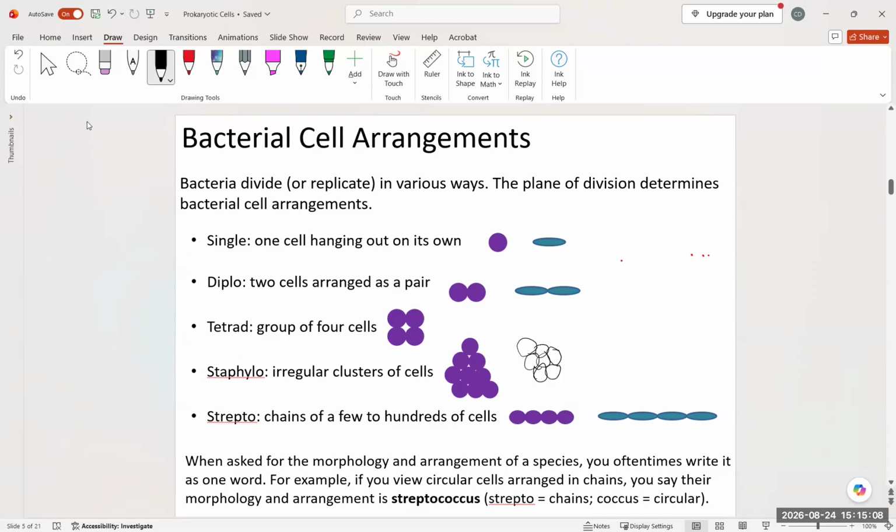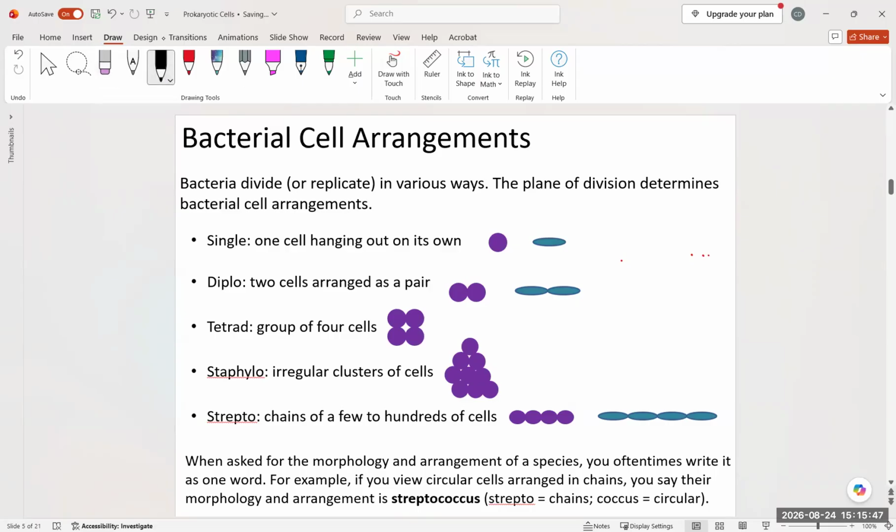Strepto is an arrangement that we can observe with both coccus cells and bacillus cells. And this is when those cells arrange end to end to form a chain. Because of how bacillus cells divide, they can form the strepto arrangement. But they cannot form staphylo because they cannot divide in such a way that allows them to stack like that. Again, that won't happen. So you will not see any bacillus cells with the staphylo arrangement, but they can form strepto.